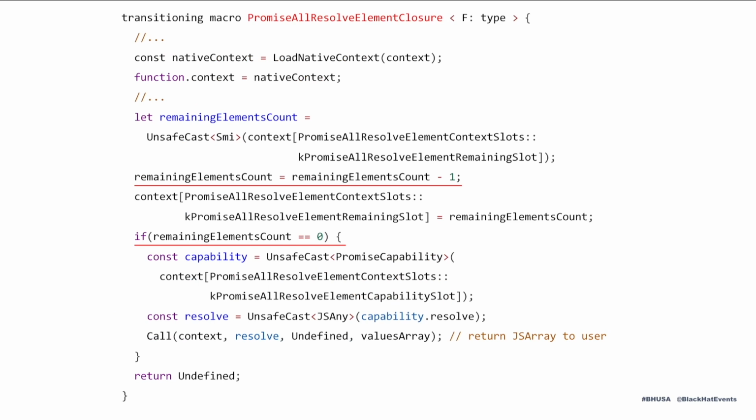This function is implemented using Torque language, whose syntax looks like TypeScript. We can see that it reads the remaining elements count from the function context slot first, subtracts 1, and saves it back to the context. When the remaining elements count becomes 0, the function will return an array of objects as a result.